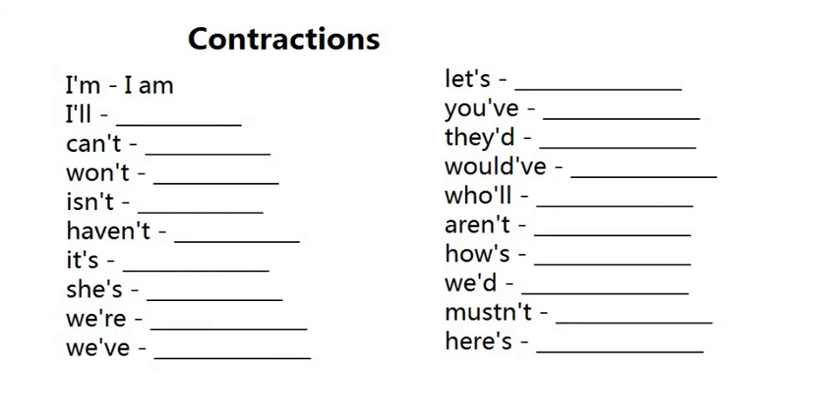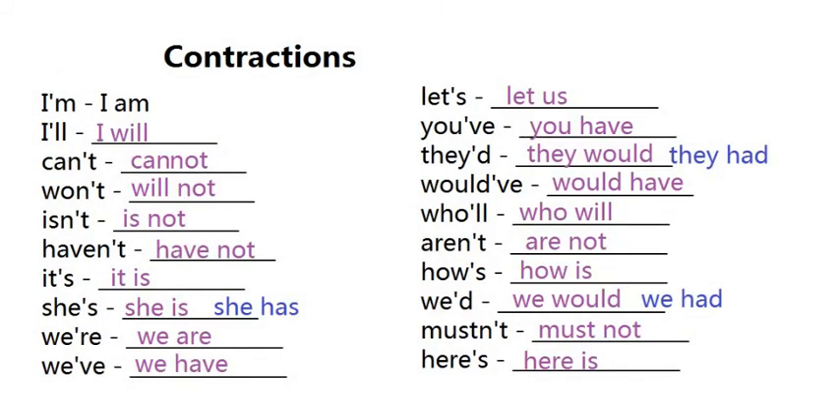Okay, we're back and I'm going to show the answers in 3, 2, 1. Here we go. So I'll is short for I will. Can't is cannot. One word, remember. Won't, will not. Isn't, is not. Haven't, have not. It's, it is.